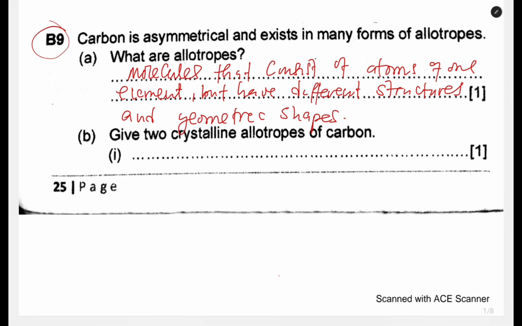So the second question, that is B, give two crystalline allotropes of carbon. So two allotropes of carbon, we have one which is graphite, then we have the second one which is diamond.